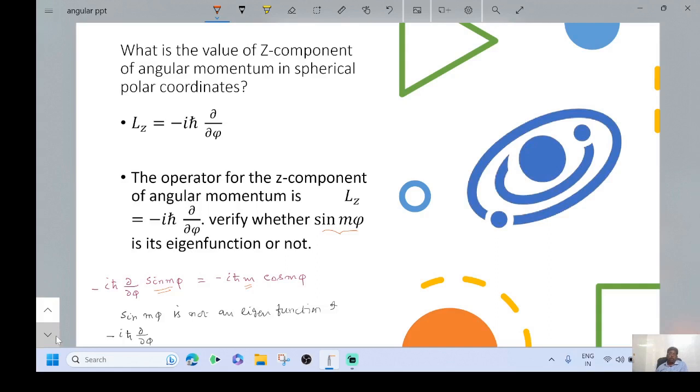What is the value of z component of angular momentum in spherical polar coordinates? Lz equal to minus i h cross dou by dou phi. Now, eigenfunction sin m phi is given to you. You are expected to verify whether this is an eigenfunction of Lz or not. If minus i h cross dou by dou phi is operating on sin m phi, we get another function, that is cos m phi. Therefore, it is not an eigenfunction for the operator Lz.